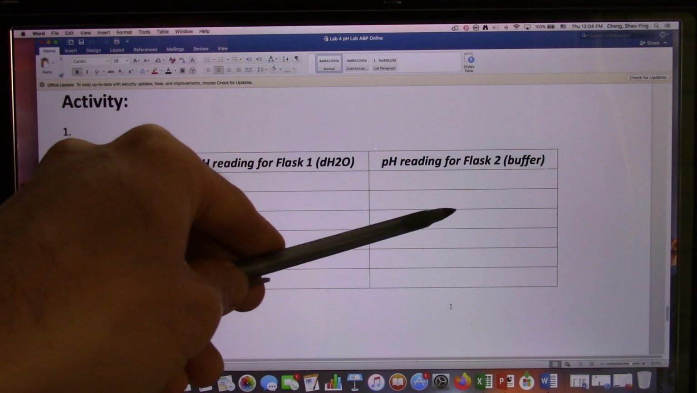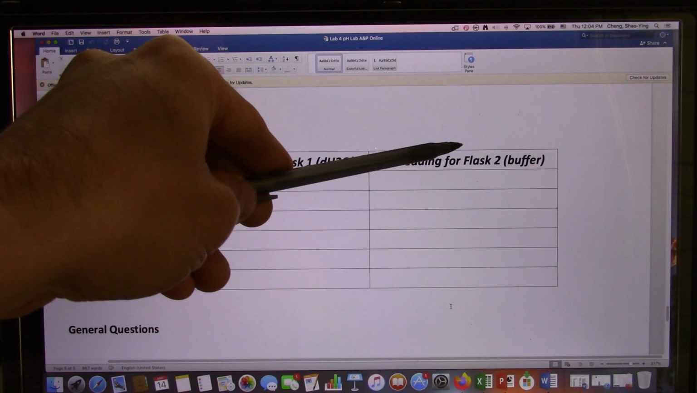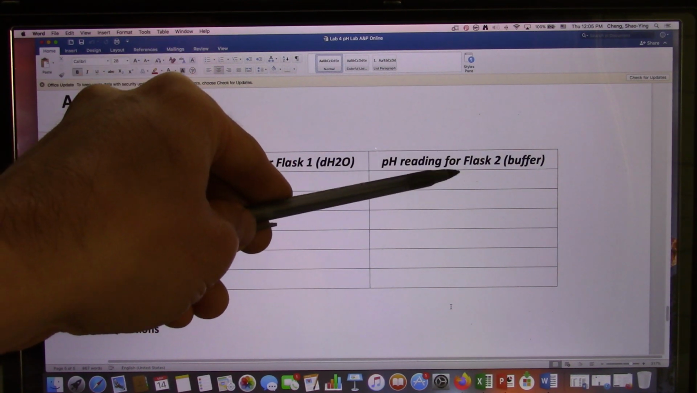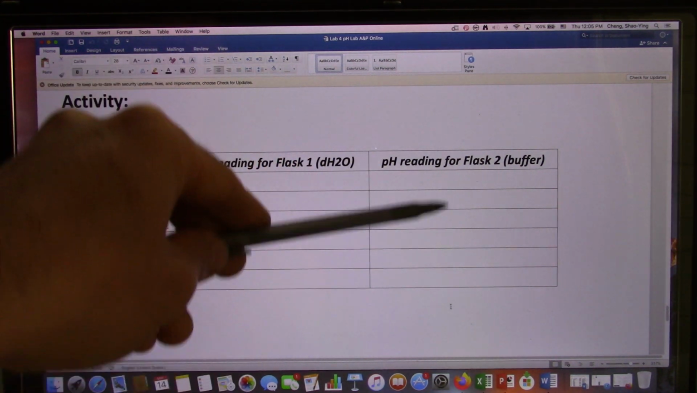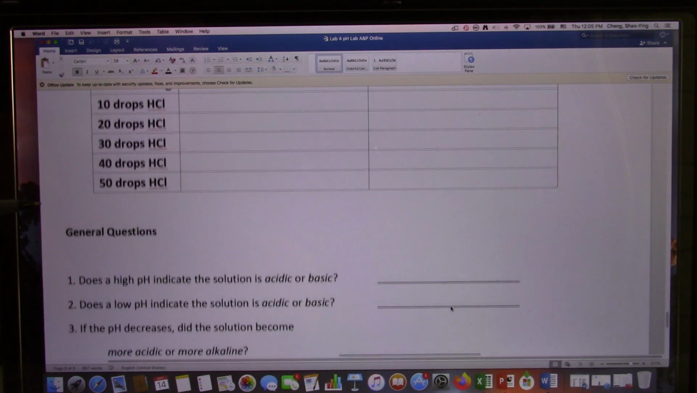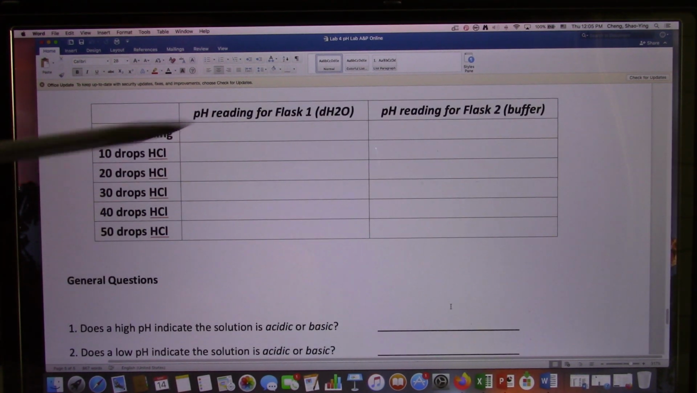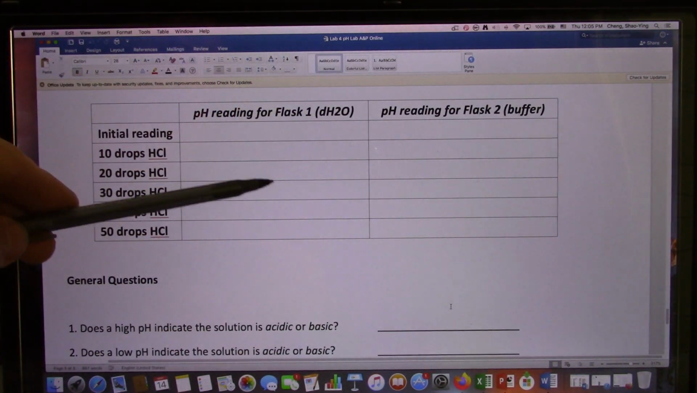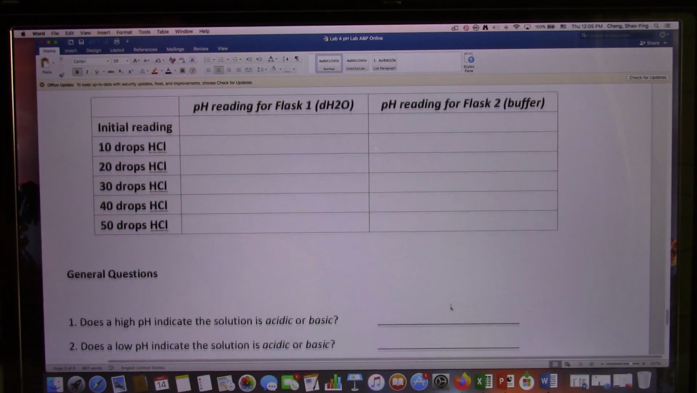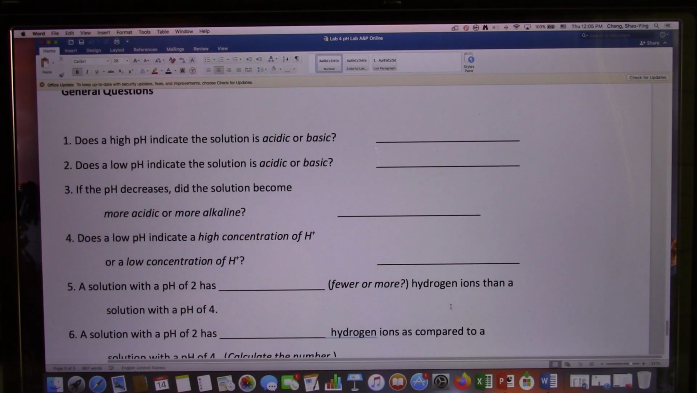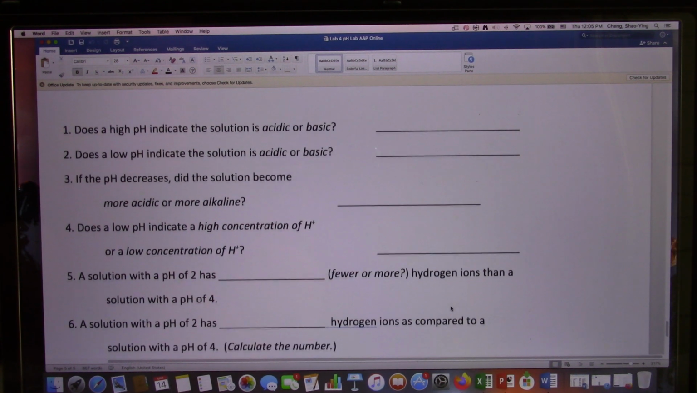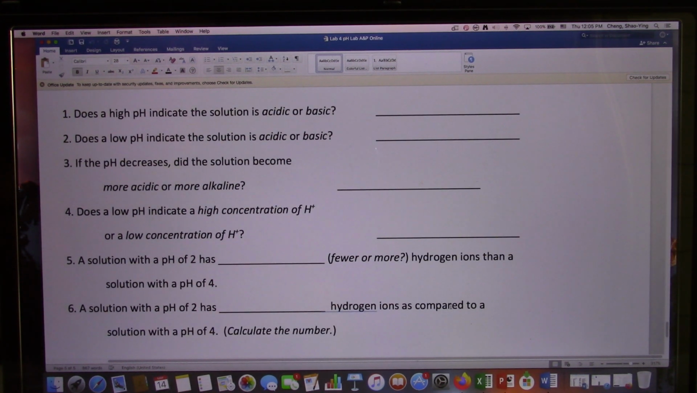And the buffer, guess what's going to happen? The pH won't drop that much. So the buffer's pH stays pretty stable. And that's the take-home message. The buffer helps you maintain pH. Non-buffer, it won't. And here are some practice questions. I leave them for you.